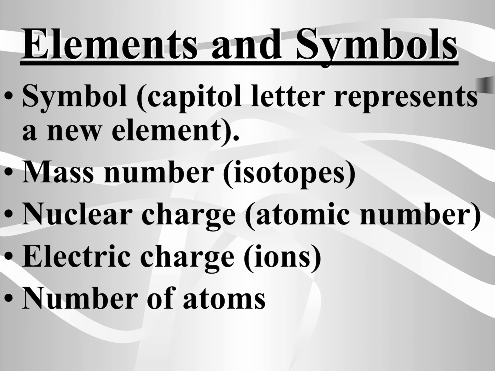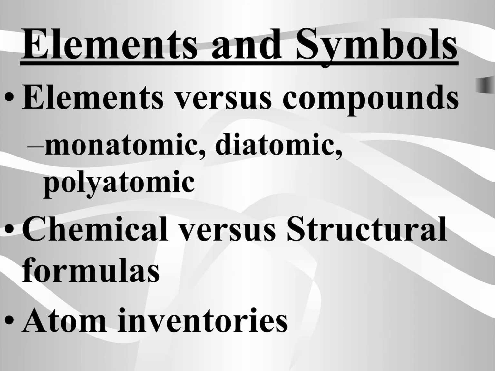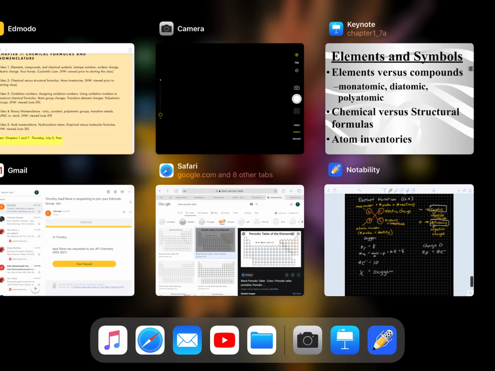Okay, let's go back. I'm old. I got to see what I remember. All right, nuclear charge, we talked about atomic number, electric charge, and ions, and then the number of atoms in the substance we talked about. And then we talked about the difference between ion, isotope, and atom, and the difference between element, compounds, and mixtures from chapter 3. Okay.